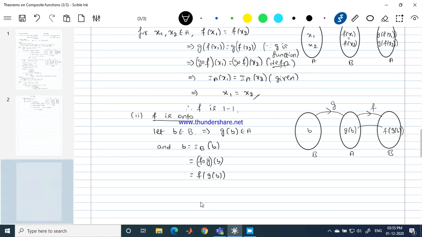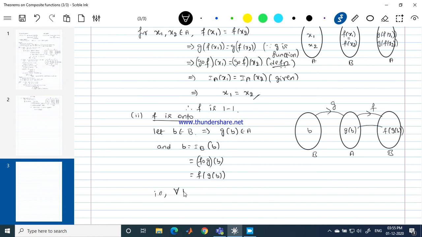We can note that for every b belongs to set B, there exists g of b belonging to set A, such that f of g of b is equal to b. Therefore f is onto.